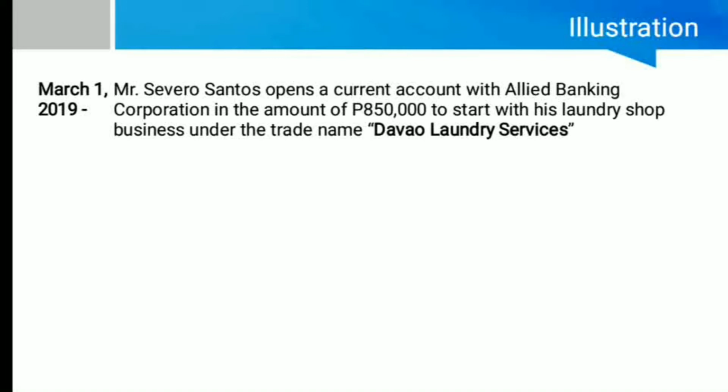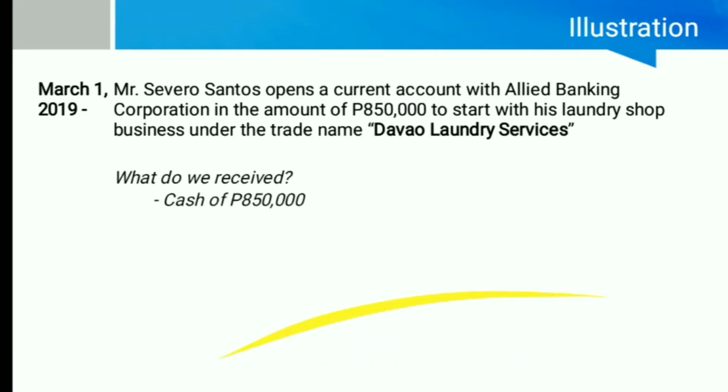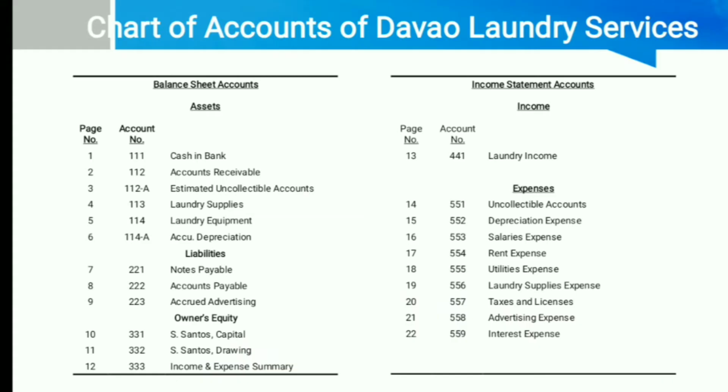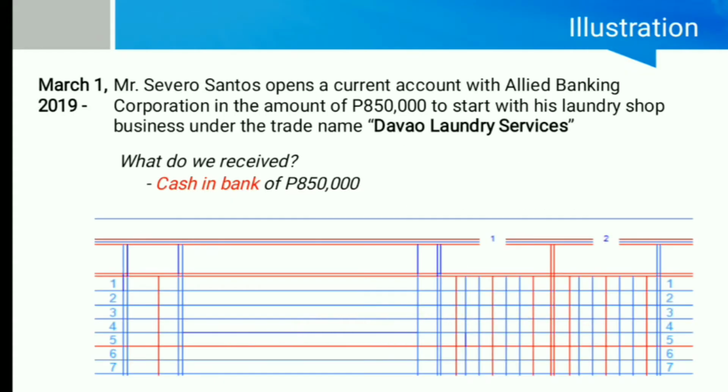So here in this transaction, what do we receive? It's cash of 850,000 pesos. In the chart of accounts of Davao Laundry Services, we have cash account, which is the cash in bank account. And this is the appropriate account title to be used since the cash of 850,000 is deposited in the bank. So our debit entry would be cash in bank of 850,000.